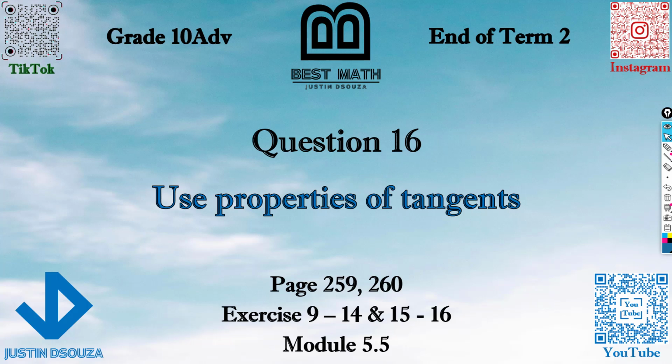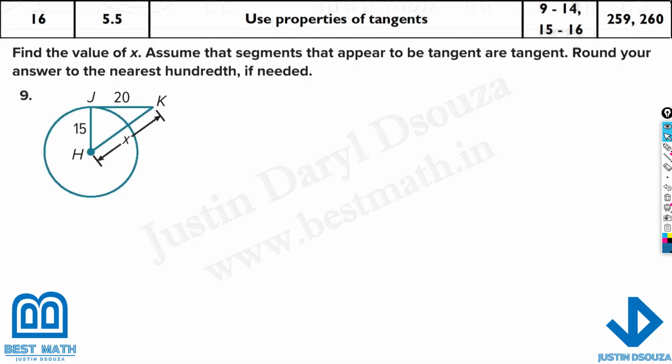Question 16, the first of the writing part, is to use properties of tangents. This is from module 5.5. Here we have been given a figure and told to find the value of x. We need to assume the segments that appear to be tangent are tangents and round the answer to the nearest 100 if needed. Now, which one here looks like a tangent?